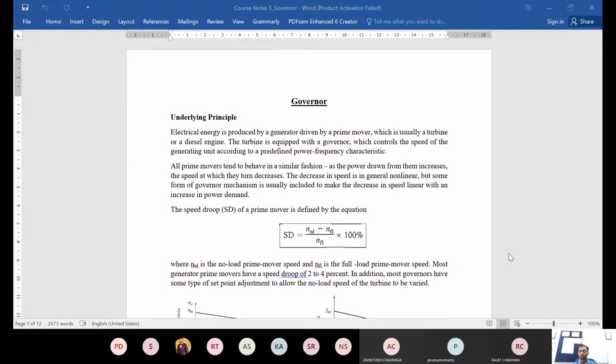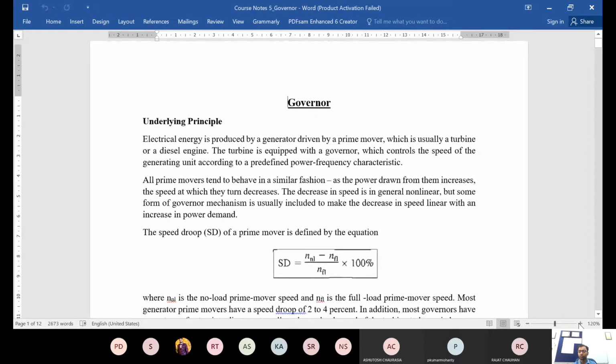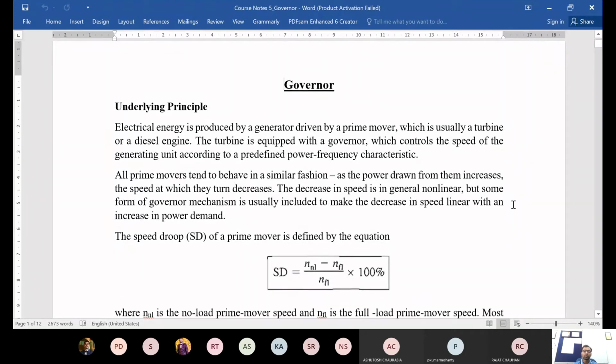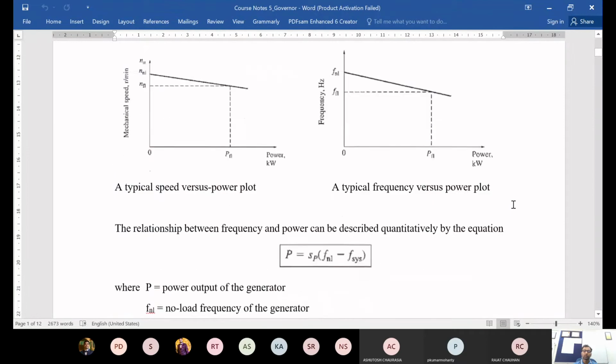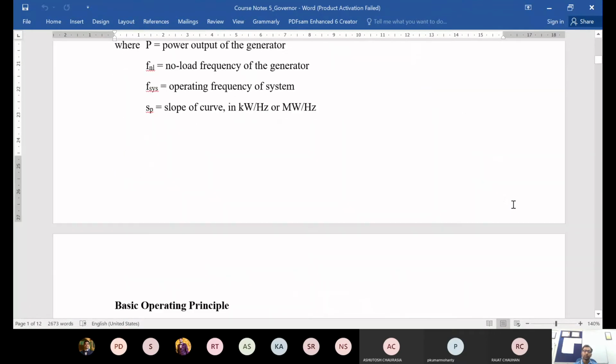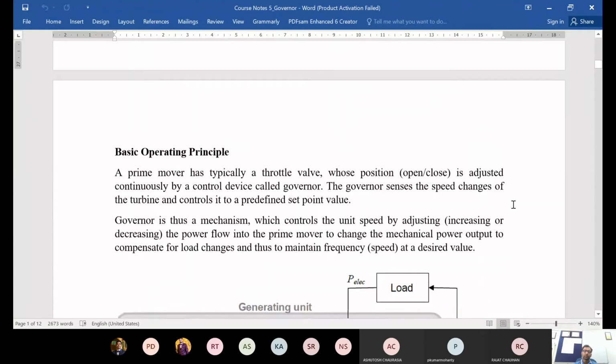Last two classes we had those assignment presentations, so somewhat the flow was broken. So I'll just quickly review what we discussed. We started with the discussion on this governor and the underlying principle of speed loop and how it is related to frequency, power and frequency characteristics.